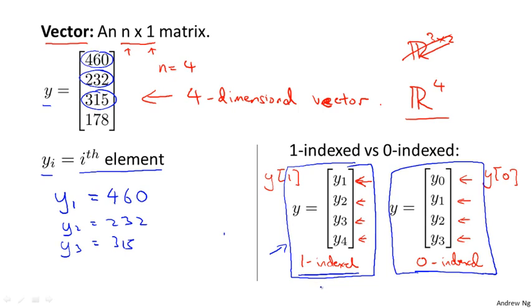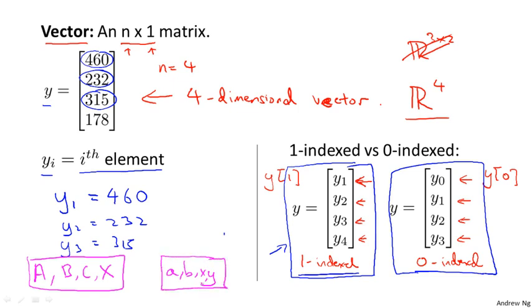Finally, by convention, usually when writing matrices and vectors, most people will use uppercase to refer to matrices. So we use capital letters like A, B, C, X to refer to matrices, and usually we'll use lowercase like a, b, x, y to refer to either just real numbers or scalars, or to vectors. This isn't always true, but it is the more common notation where we use lowercase y to refer to a vector, and we usually use uppercase to refer to a matrix.